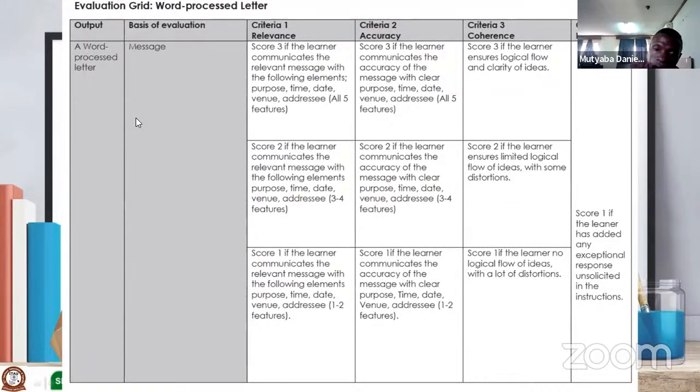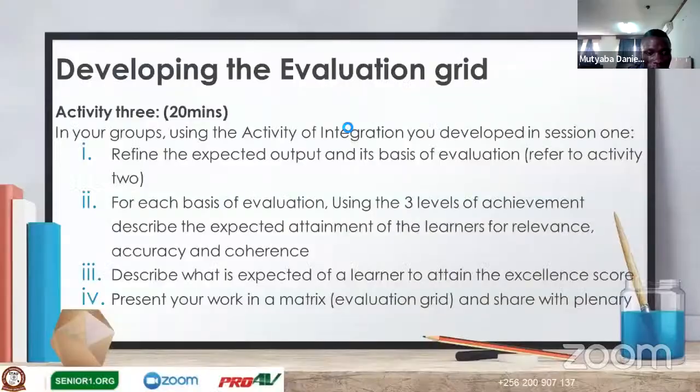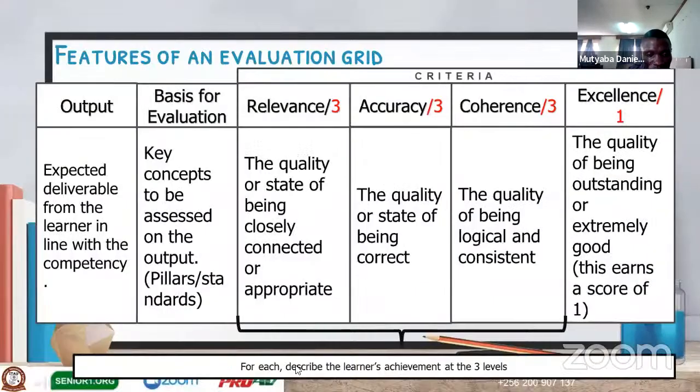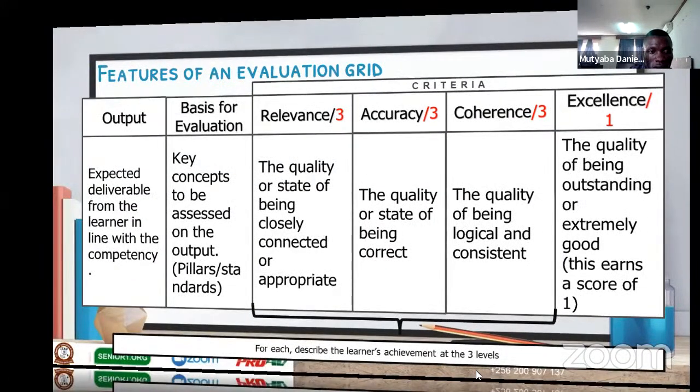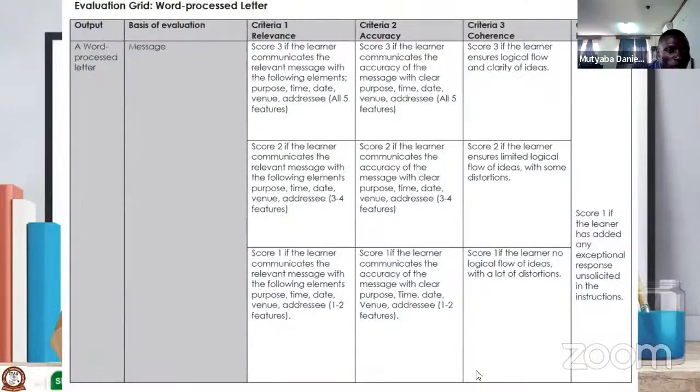First of all, our basis of evaluation here is going to be the message. So we shall look at the message. And remember from our evaluation grid, if I'm to take you back here, I said that for each, describe the learner's achievement at the 3 levels. This is what we mean. For each base, for example, our first base is the message. Now, we subject it to all the levels.